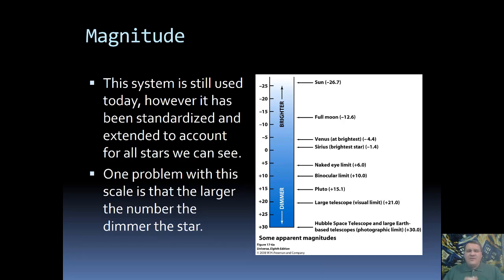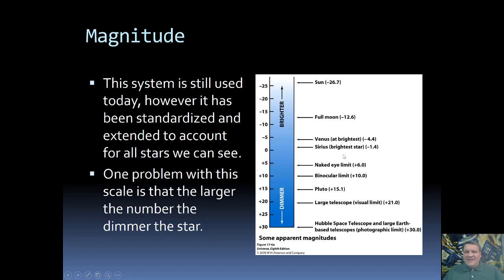Okay, but to give you a little bit of a feel for some of these apparent magnitudes, we've got this nice scale. The sun has an apparent magnitude of -26.7. Now remember, the sun is the brightest thing in our sky, but its magnitude is -26.7. So again, it's backwards. The full moon is at -12.6. Venus, at its very brightest, is -4.4, and the brightest star in the sky is at -1.4.